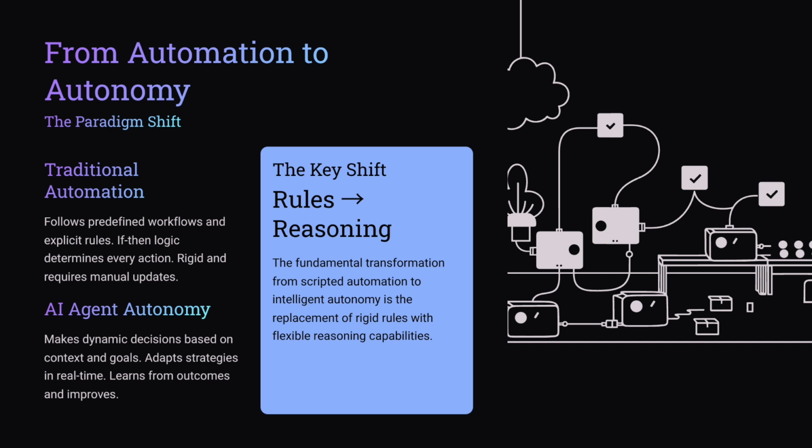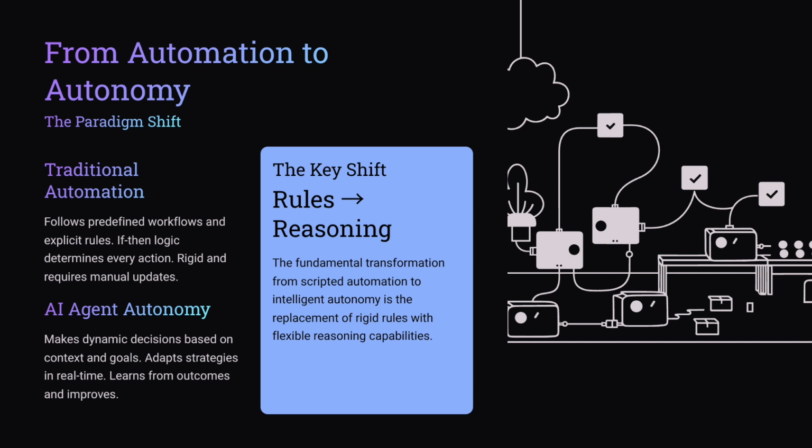But here's the part most people miss. Autonomy does not mean randomness. It still follows a structure. It still operates inside guardrails. It still respects constraints. Autonomy means flexible reasoning within defined boundaries. Think of it like this. Automation is like a vending machine. You press a button, you get a snack. Autonomy is like a personal assistant. You explain the objective, it figures out how to achieve it.